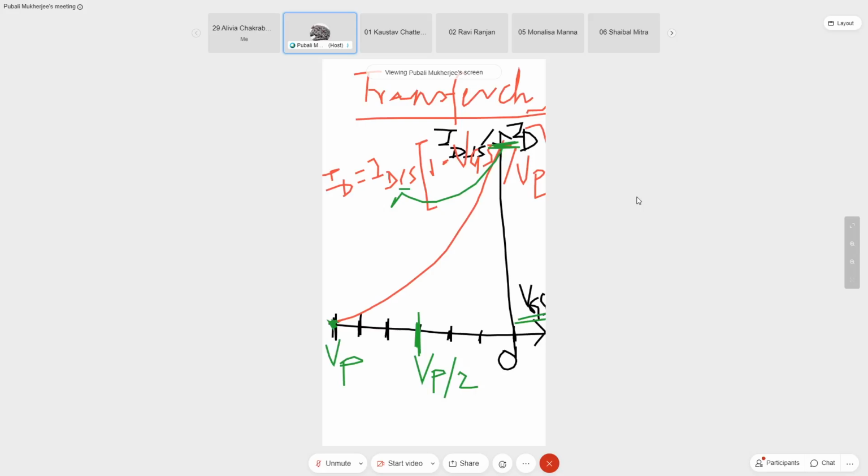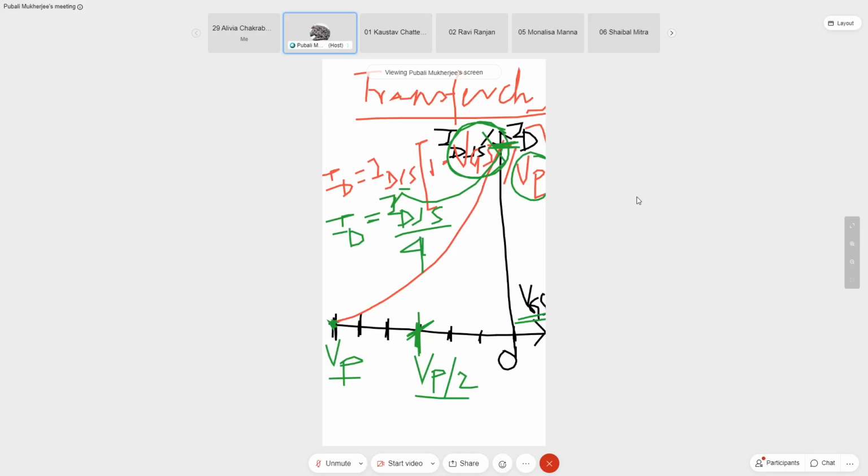So if you put this pinch-off voltage value equal to VP and this VGS value equal to VP by 2, you get the value of ID. If you put VGS equal to VP by 2 in the Shockley's equation, because this is the value that you're choosing to draw the straight line, you get ID equal to IDSS by 4. Put this value: ID equal to IDSS by 4.